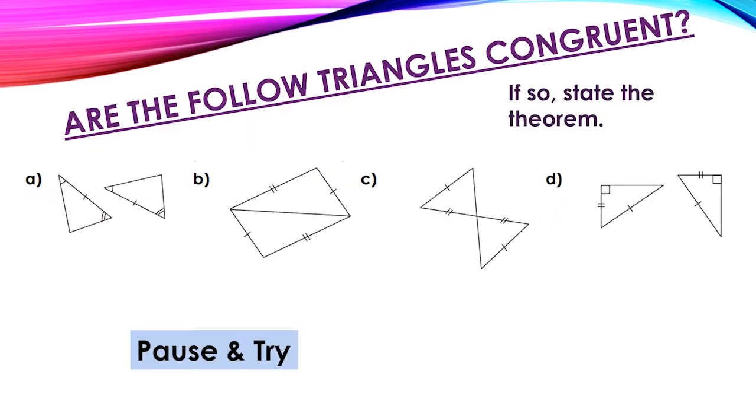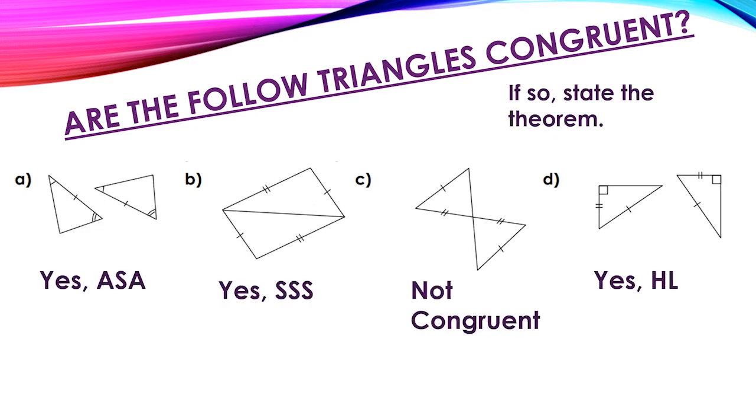All right, so let's review a little bit here. So are the following triangles congruent? If so, state the theorem. So try to do these on your own. Look at each pair of triangles and see if they are congruent, and if so, state the congruence theorem. So go ahead and pause and try these four problems here.